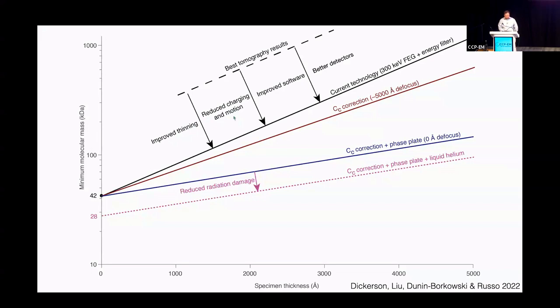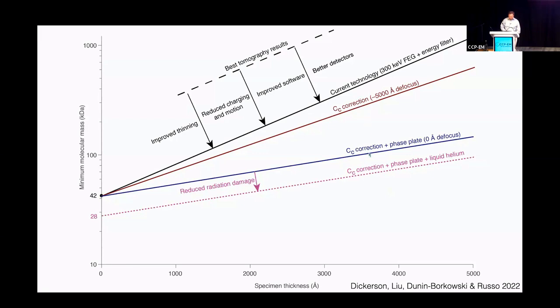We need to do the things that we've done in single particle already, including reducing the charging and movement of the specimens. We need improved software and algorithms for actually doing these alignments and reconstructions. And we certainly need better detectors that are faster and bigger than what we have now. If you could do that, and if you can actually get back some of the inelastic electrons, which Pei is going to give a talk about shortly, so I'm not going to talk much about this, then you could push this curve even further down.